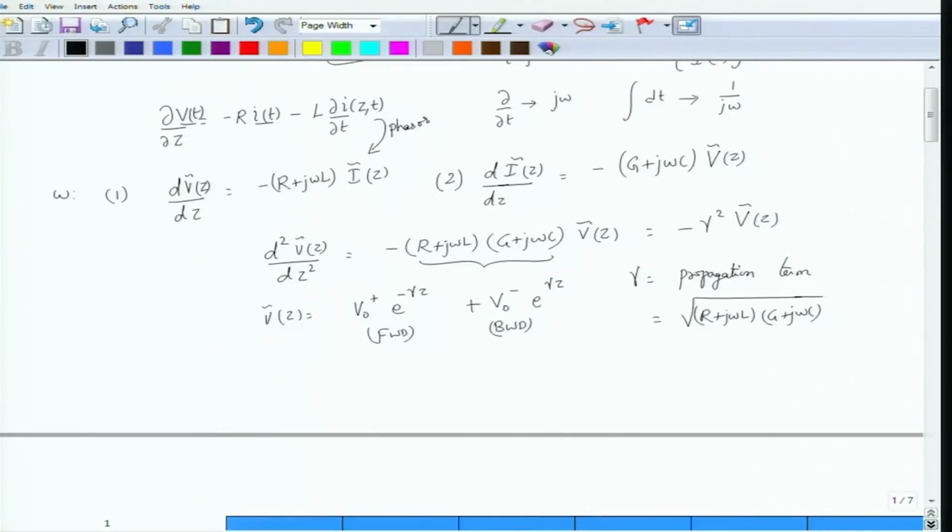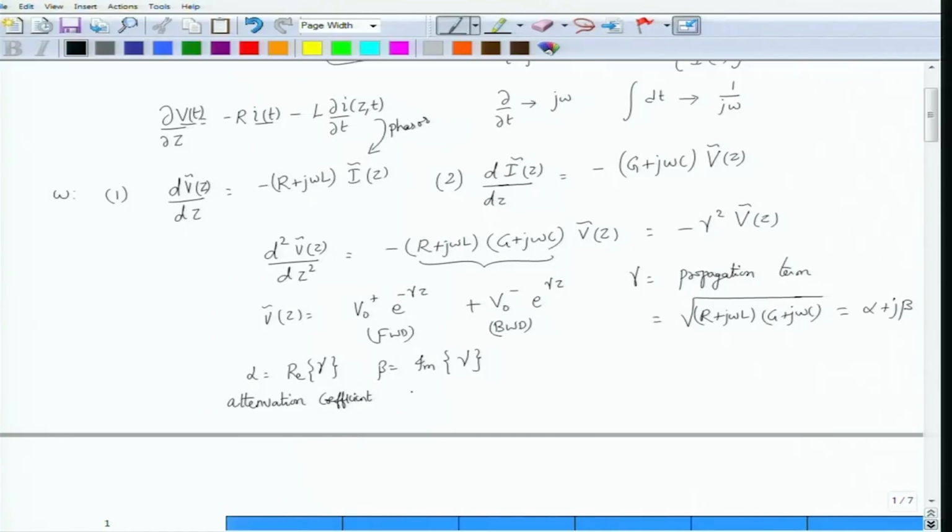So taking the root will give you gamma, and what is inside will be a complex number, and the square root of that complex number will also be a complex number. Therefore we can write gamma in general as two terms, a real part as well as an imaginary part. So alpha is the real part of gamma and beta is the imaginary part of gamma. These are called the attenuation coefficient or attenuation constant sometimes, although again this constant is not really constant because it depends on the particular frequency that you are looking at.